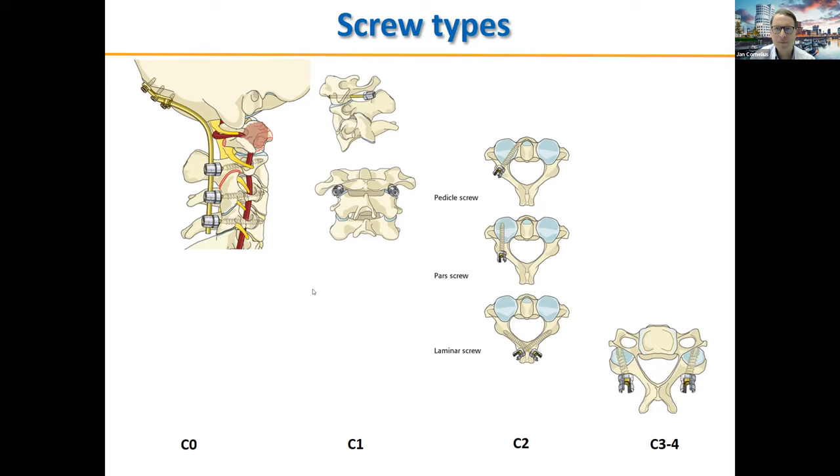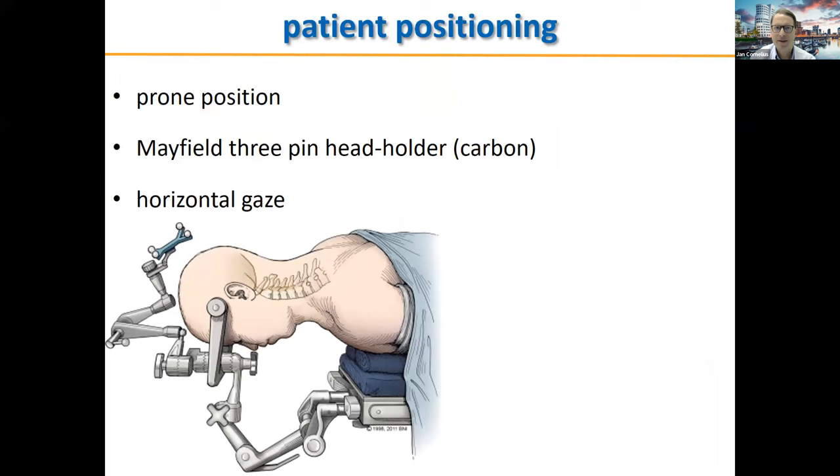What is very important when performing an occipitocervical fixation is the patient positioning. You have to put your patient in a prone position. The head is held by a Mayfield holder, and it's very important to look at the horizontal gaze, because once the patient is fixed, it may be very difficult for this patient to have a horizontal gaze if the occiput is fixed in a way that the gaze line is hanging downwards.